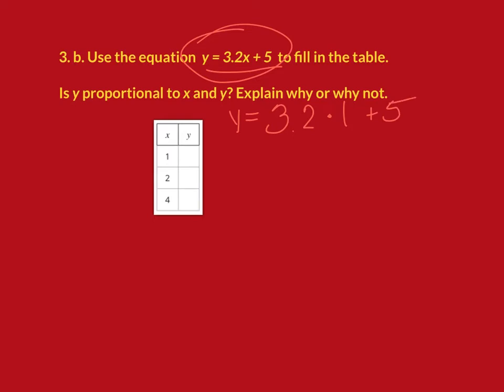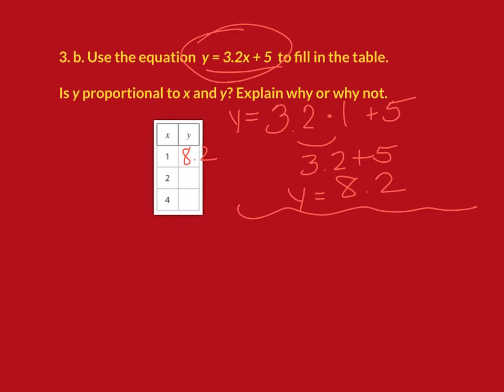Take this one step at a time. 3.2 times 1 is 3.2, plus 5 is 8.2. Y equals 8.2. There we go. Next one.